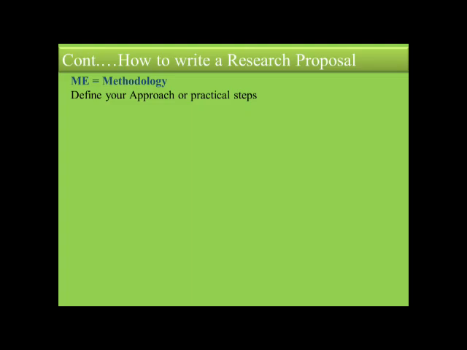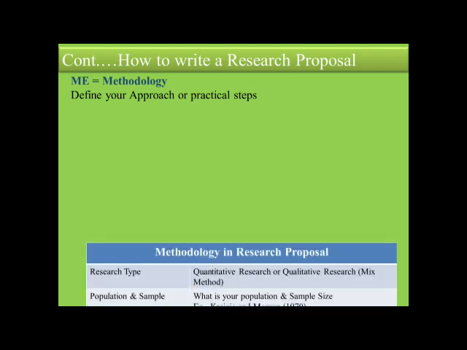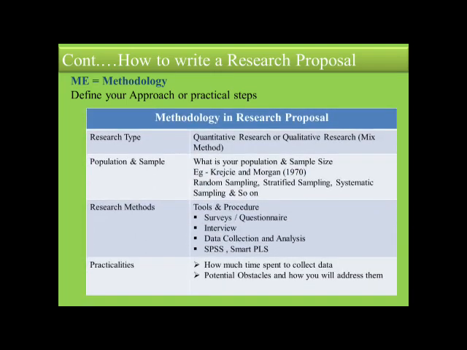Moving on to ME, which defines your approach, your practical steps. Research type: quantitative research, qualitative research, or even mixed method. Population and sample. What is your population and sample size? You may use Krejcie-Morgan in order to identify the sample size. Random sampling, stratified sampling, systematic sampling, and so on.